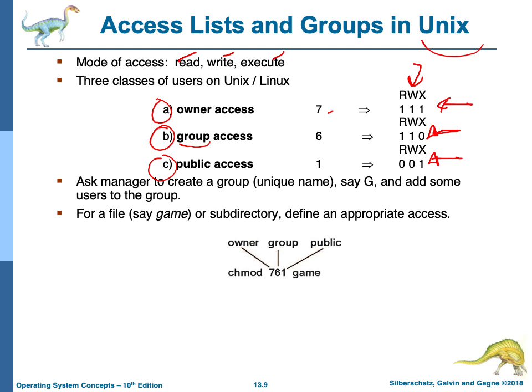So 111 is 7, and then 011 is 6, and 100 is 1. And so if we give the 761 access right to a file, to change the access rights, we use the chmod command under Linux systems, followed by the name of the file. So we want this file to be only executed by the public, read and written by the group, and read, written, and executed by the owner of this file.